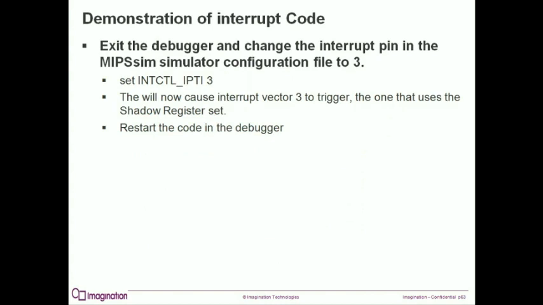As you may recall, there are two interrupt routines, one for hardware vector 0 that we just ran, and one that uses a shadow register set for hardware vector 1. Now I want to run the interrupt function for hardware vector 1 to show you the difference in timing between the two. To do this, I need to change the simulator configuration file so the timer interrupt is looped back to interrupt vector 3, which is hardware vector 1. I do that and save the file and start another debug session.